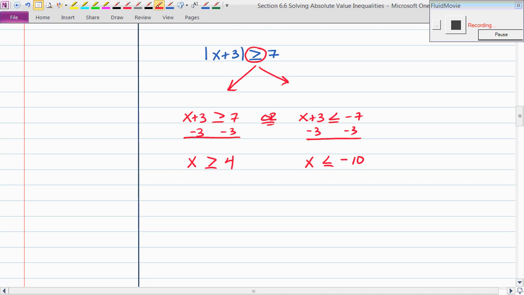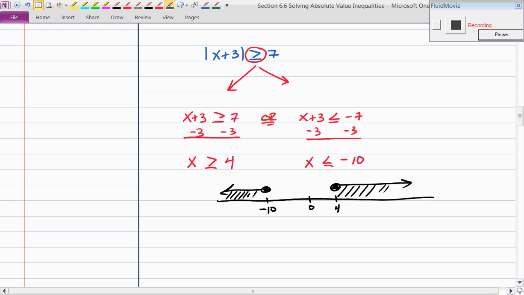So on the number line, here's what we have. Okay, if this is 0, and this is negative 10, then that would have to be 4. I'd put an open dot above 10 and 4. Then I would color them in because they are both greater than or equal to. So I would go greater than 4, or I would go less than negative 10.